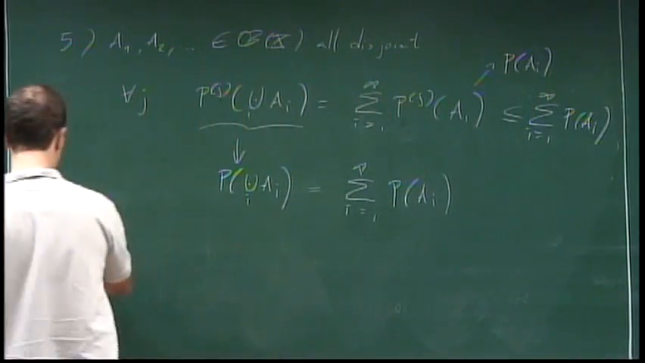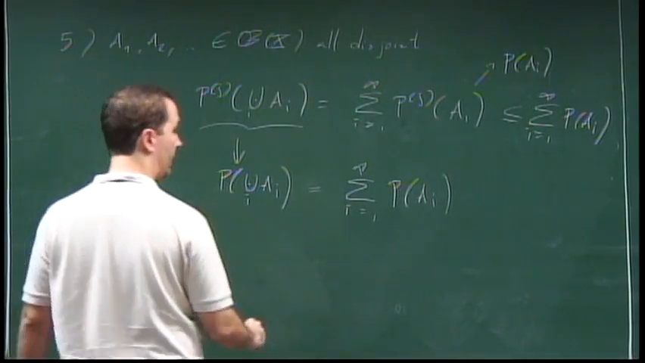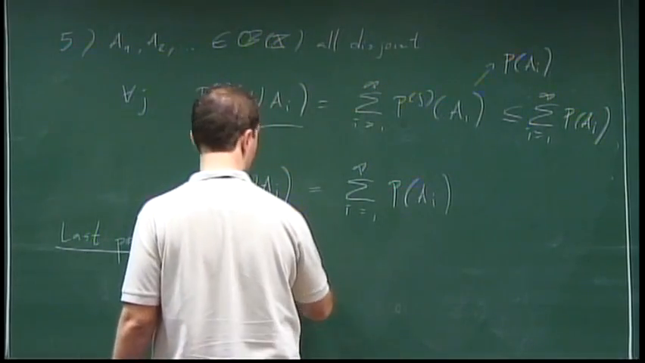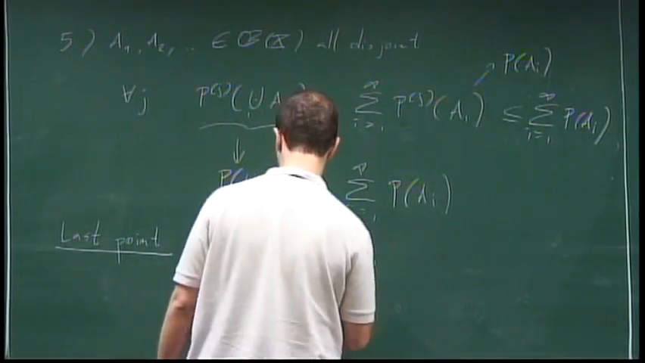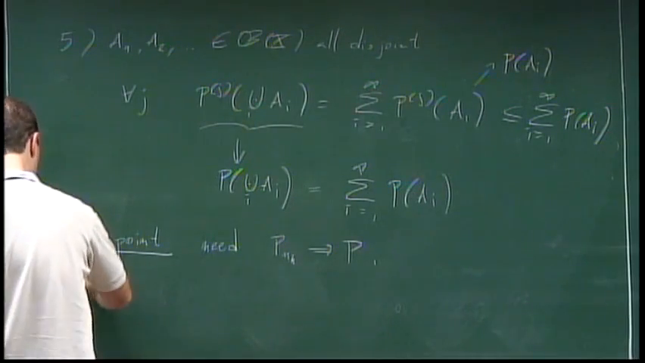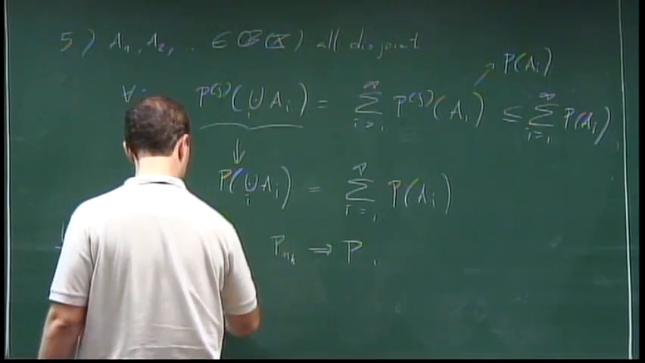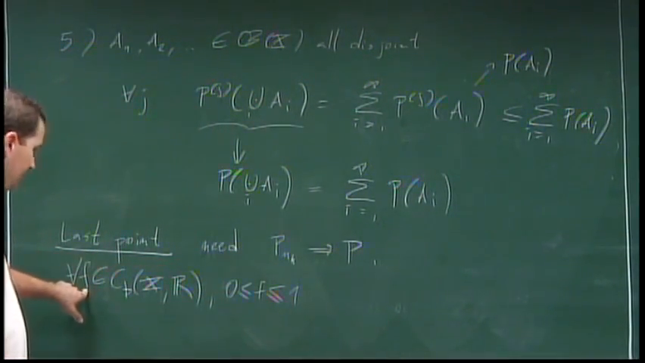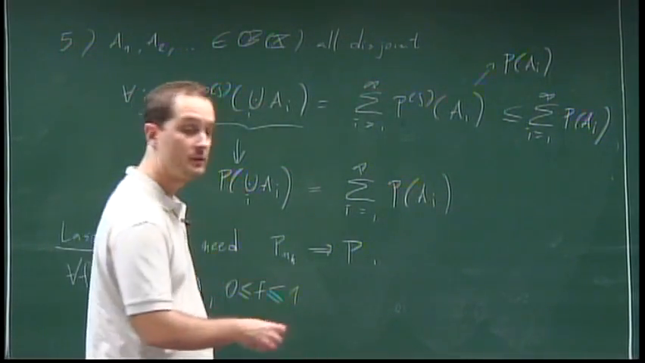So now, the last point is that we need to show that the sequence that we constructed, the subsequence, converges to P weakly. So we need to show that for all bounded continuous functions, and let's say that f takes values between 0 and 1, because that's without loss of generality. I mean, f is bounded and continuous, so we can look at positive and negative parts separately. We can rescale so that the maximum of f is 1.